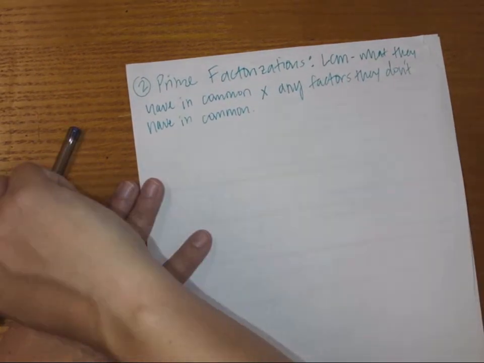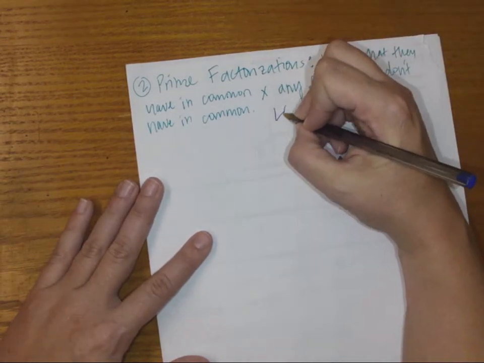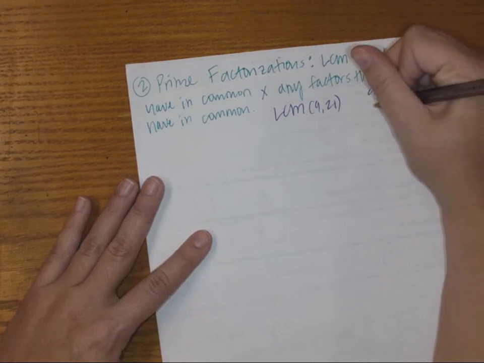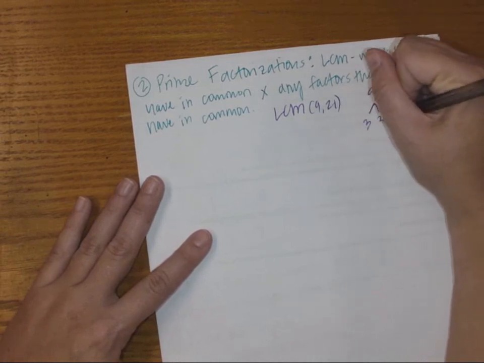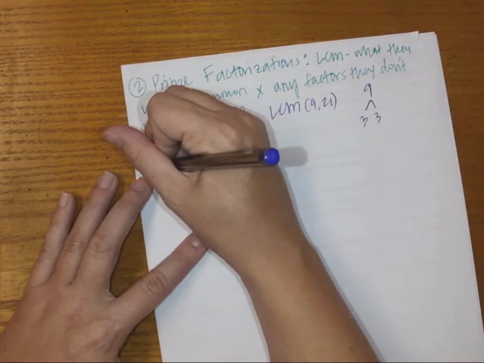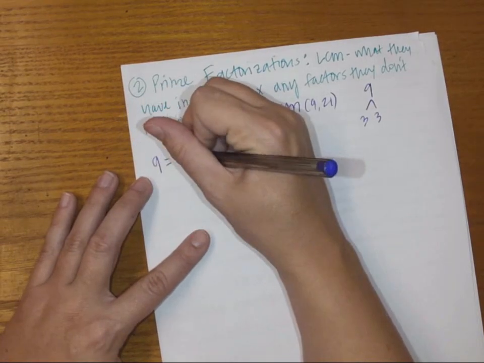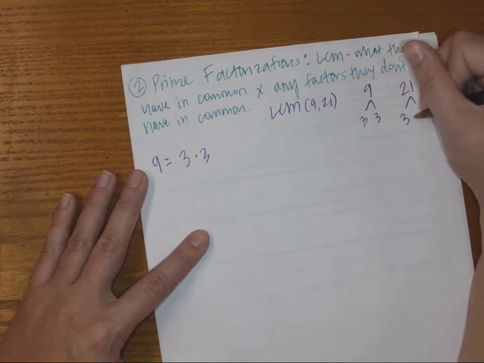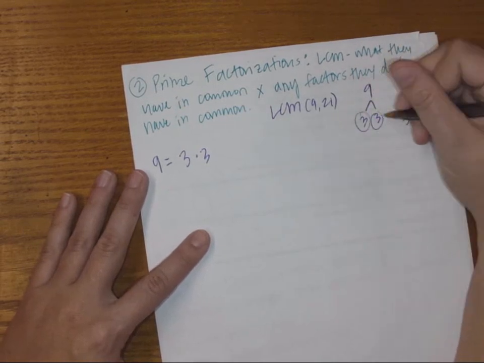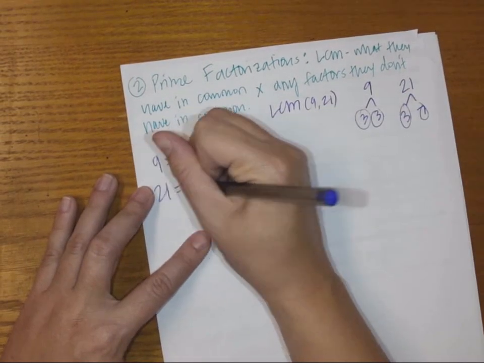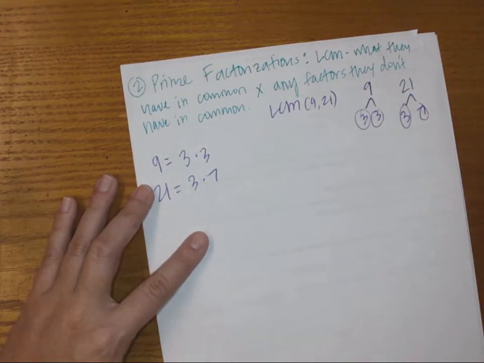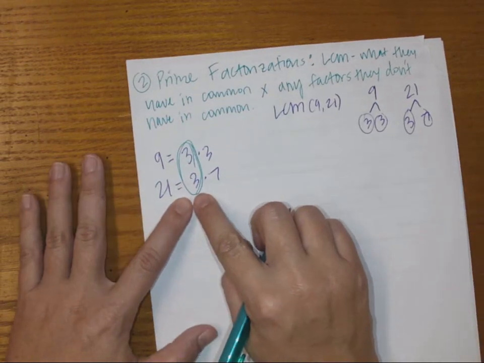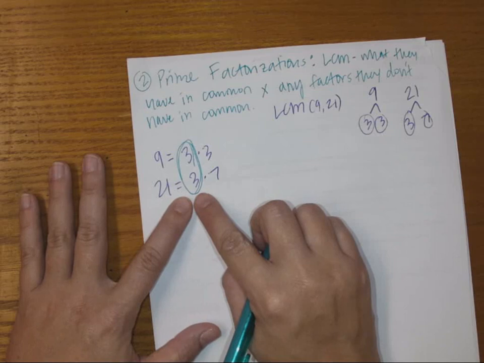Okay, so for this problem, if I was doing the least common multiple of 9 and 21, the first thing I do is find the prime factors of 9, which is just 3 times 3. Prime factors of 21 is 3 times 7. So what do they have in common? They have the 3 in common. That's actually the greatest common factor, right? Greatest common factor of 9 and 21 is 3.